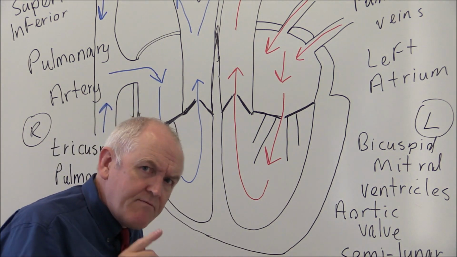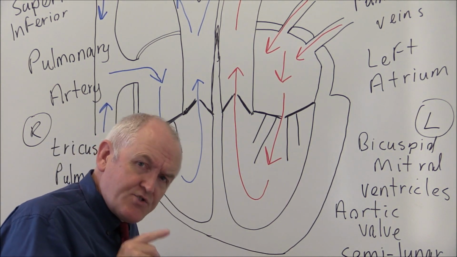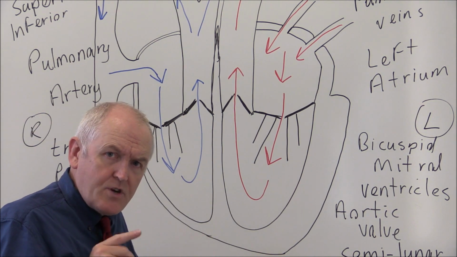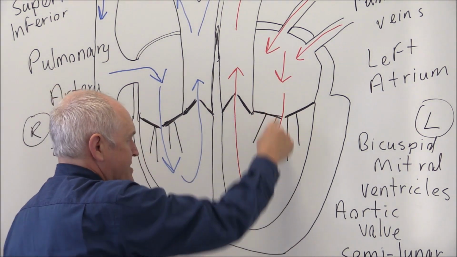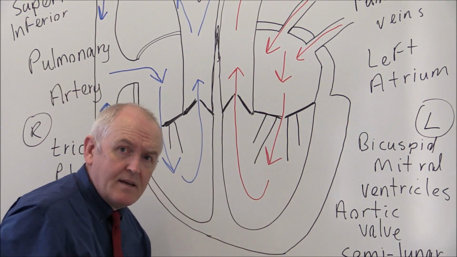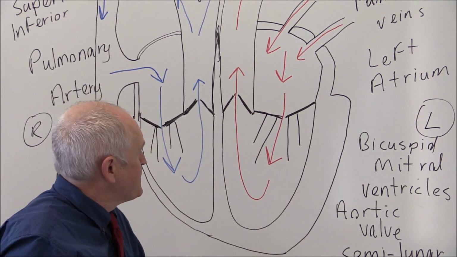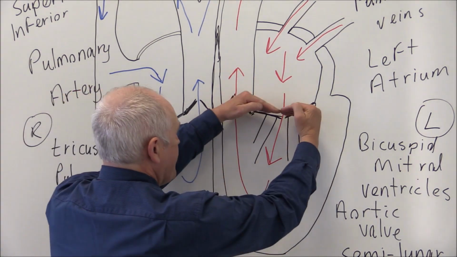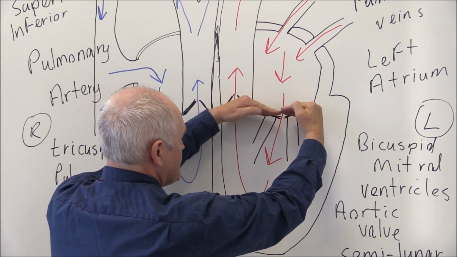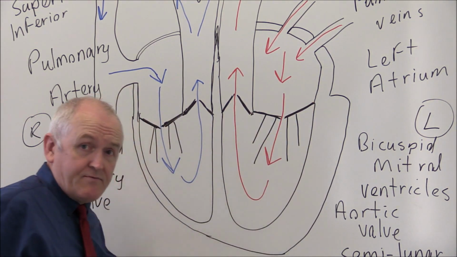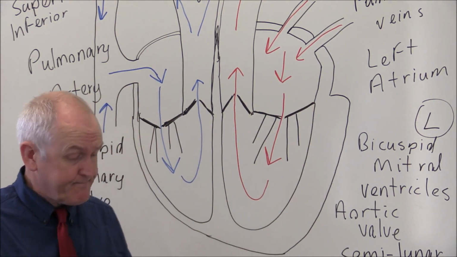Because the whole point of a valve is that it is a structure to ensure one-way flow. So we want this blood to go from the atria to the ventricle, but not back again. That would be regurgitation, which is a pathological situation. So we want the valve to be able to open that way, but then not go too far back. And to stop them going too far back, we have these tendinous cords.